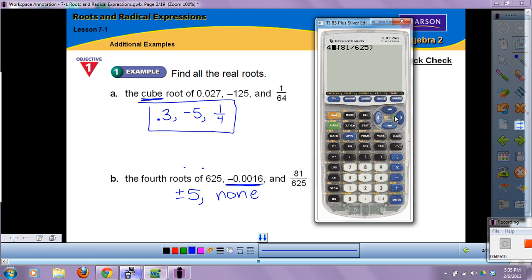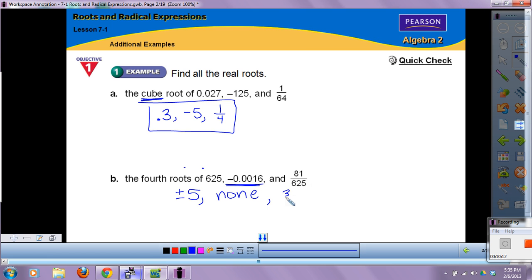Don't think you'll have as much of a problem with this since your calculators are updated. There we go. Math, enter, enter. And it says 3/5. So if we do 3/5 times 3/5 times 3/5 times 3/5, we'll get 81/625.